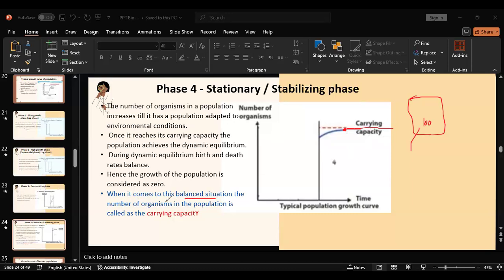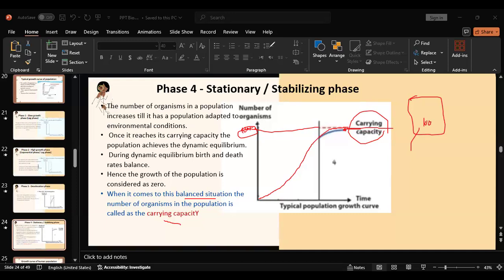When it comes to this balanced situation, the number of organisms in the population is called the carrying capacity. Here in the balanced situation, there is a particular number of organisms, that is the carrying capacity. Sometimes, say 1000, this is the carrying capacity when it's balanced. From time to time it changes, finally it stops at a certain point, that is the stationary phase. So the growth rate is zero, and this point is known as the carrying capacity.